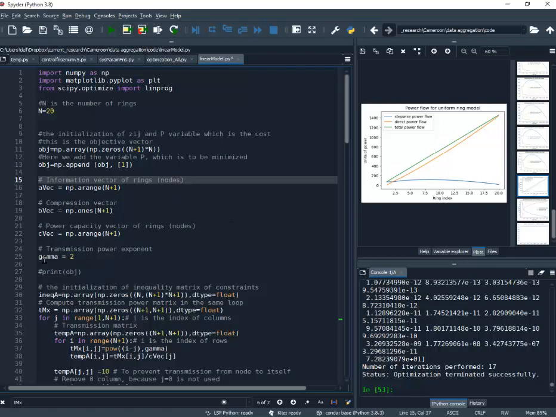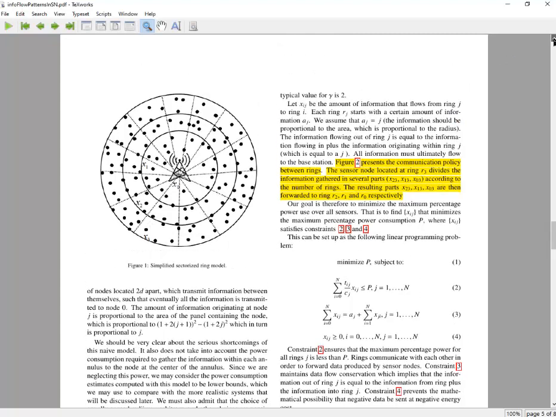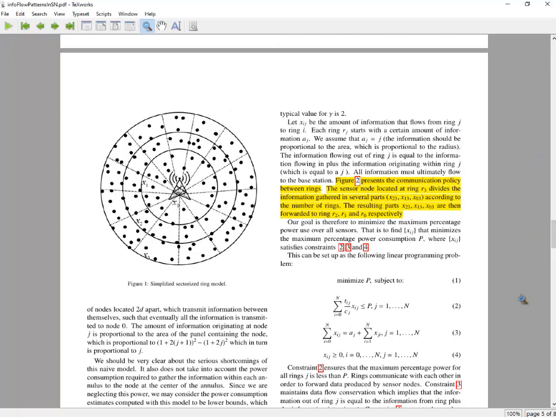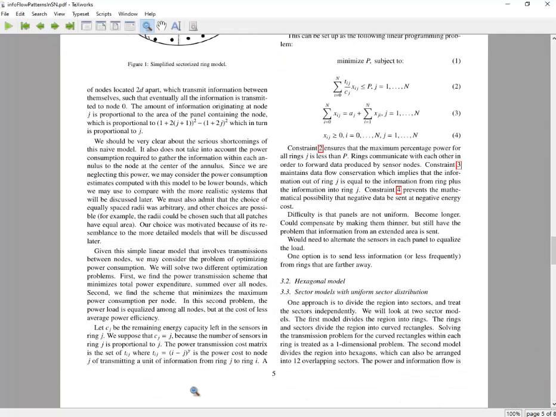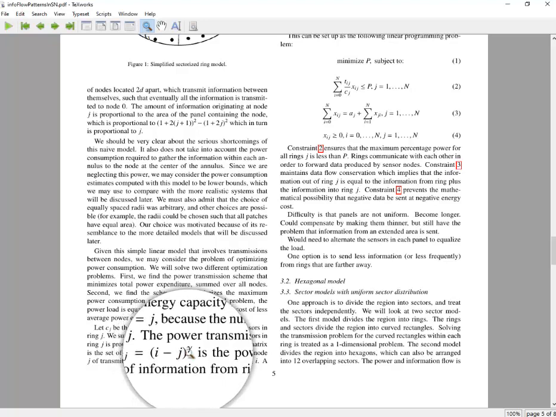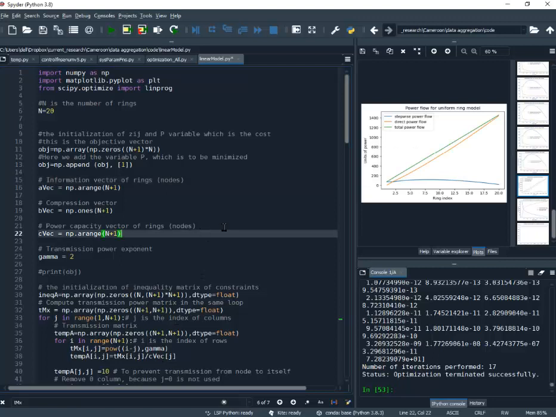I added this transmission power exponent, gamma, because here we used gamma as 2 for the transmission energy, and I changed it to be general. All right. So that will make this model more general. I added some plots. In this section, I also computed the power matrix because we need that later for the plots.